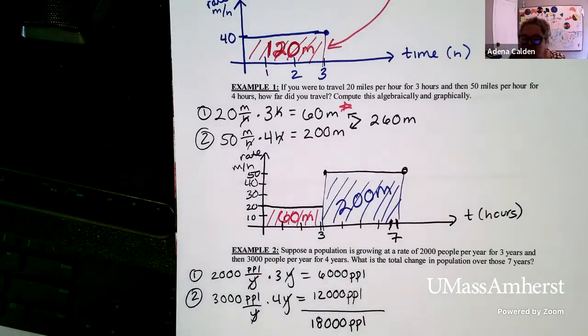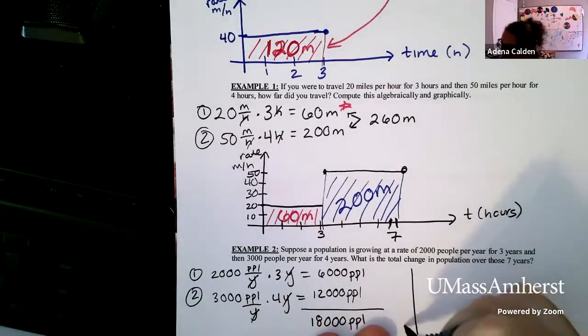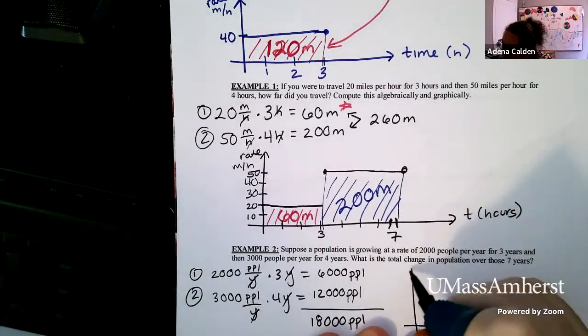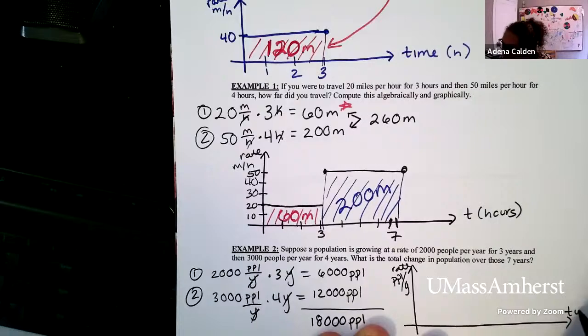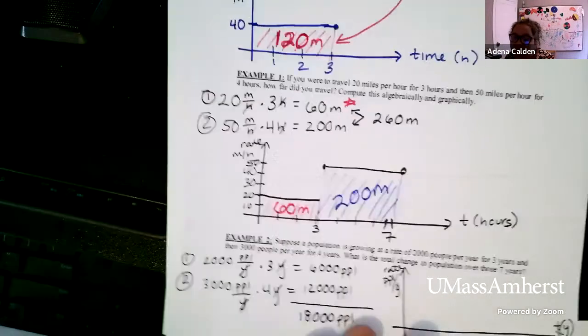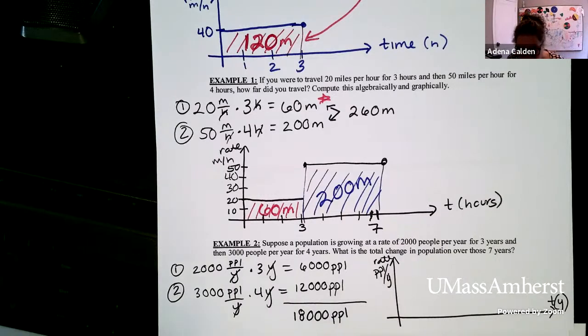Okay, so how do we graph this? We have rate, we have time. Our rate here is people per year. Our time is in years. I strongly recommend when you're doing this type of work that you're always labeling things with units, just so that you don't get lost when you're doing stuff.